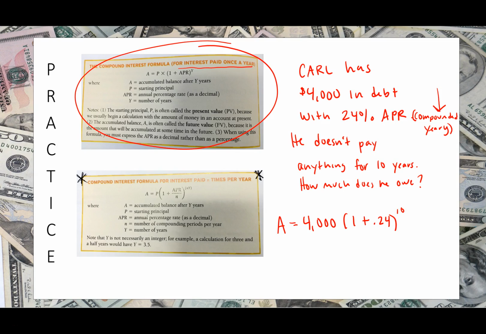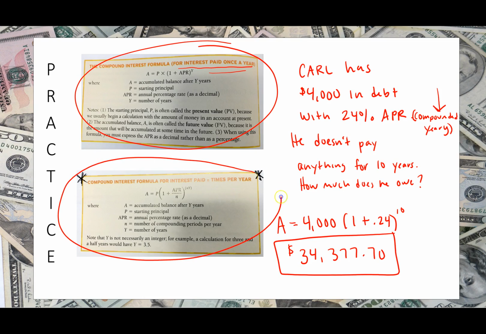So how much is he going to owe? Is it going to be a lot, or is it going to be a little? Well, I get $34,377.70. That's a heck of a lot of money that he's accrued on interest. So just be careful with which formula you use. If it's once a year, use this formula. If it's compounding daily or monthly or weekly or hourly, anything where it's more than once a year, you are using this lower formula here.